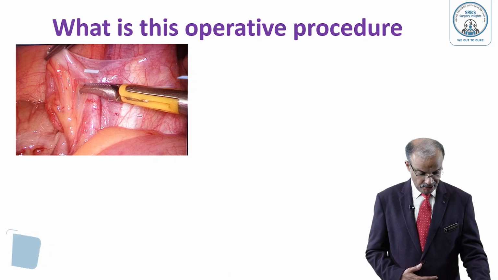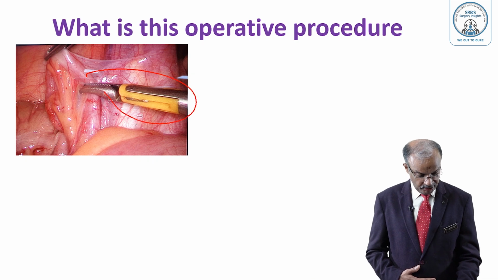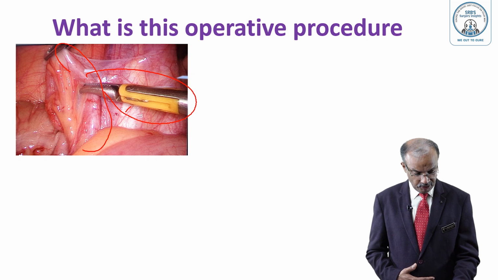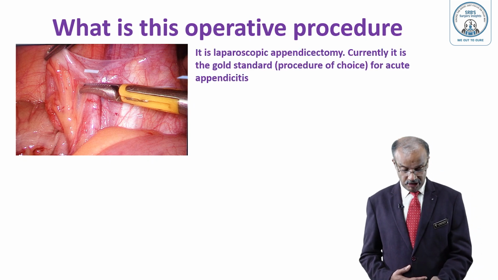Dear students, we will discuss a common operative procedure today. Just see what is this. See that there's a bipolar here, and some tubular structure is here, and it's definitely a laparoscopic procedure. You can see this laparoscopic view. It is very typical, and you can see the cecum and other areas also. So this is laparoscopic appendicectomy.